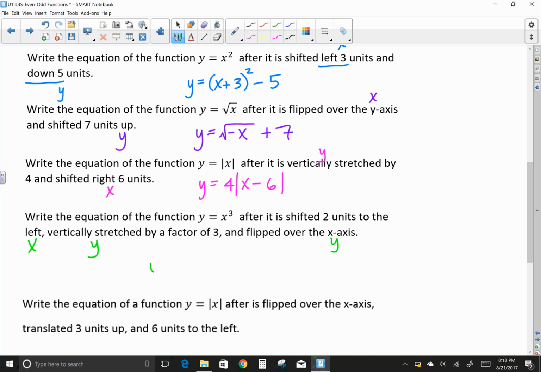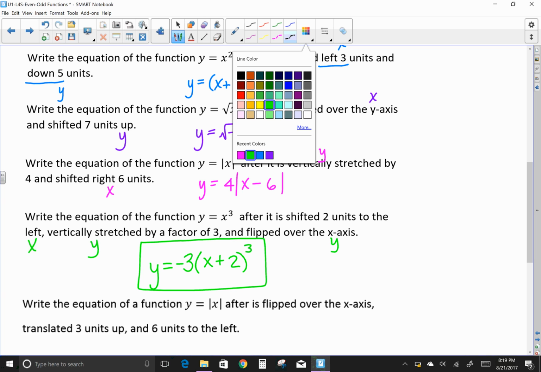So let's see what we got here. Well, if I have an x, then that means I have to show something in these parentheses. And that's going to be x shifted 2 units to the left. Left is going to be plus 2. Vertically stretched by a factor of 3 means multiply by 3. And flipped over the x-axis is where we're going to have that negative. So that would be our answer. I probably should box these so you can tell them amongst my other writings.